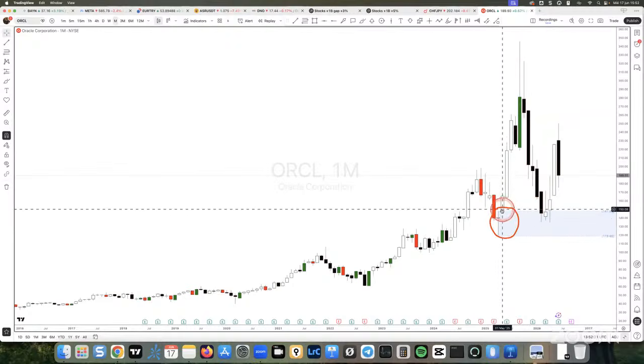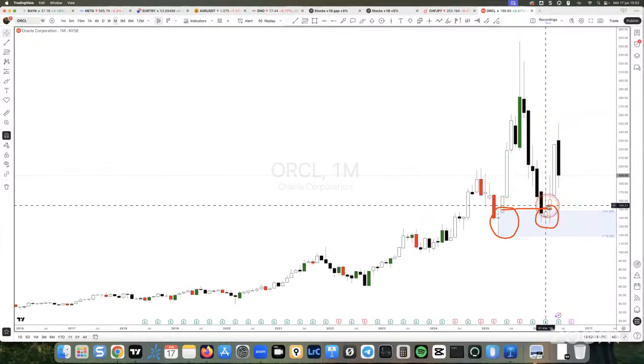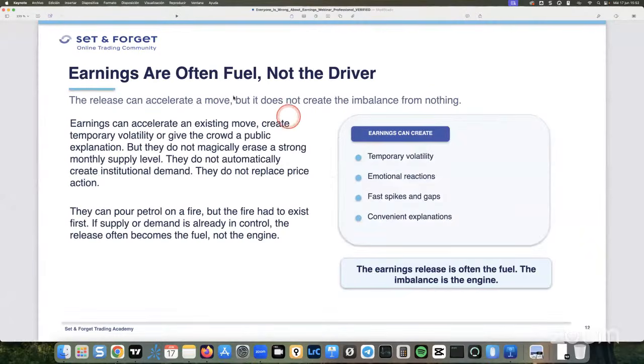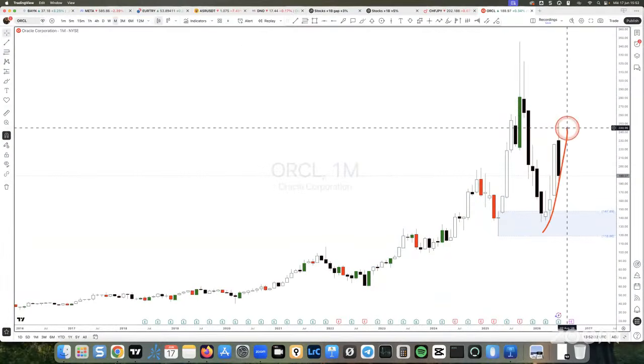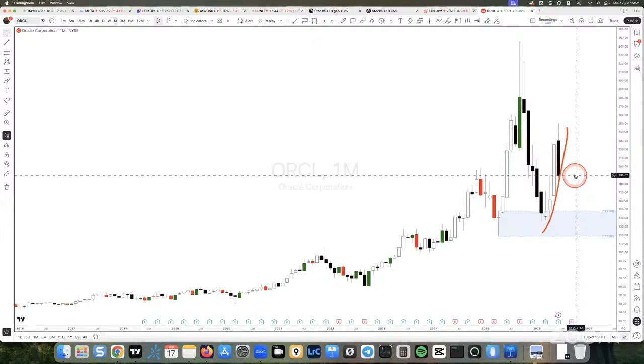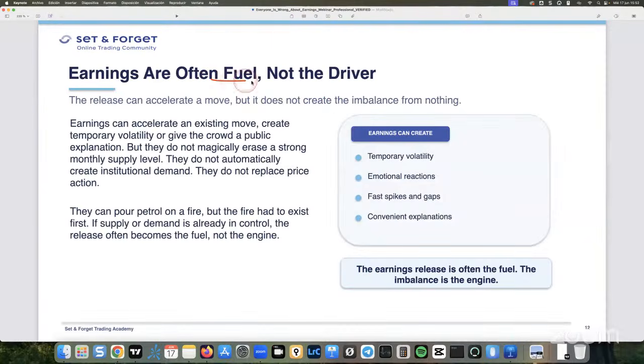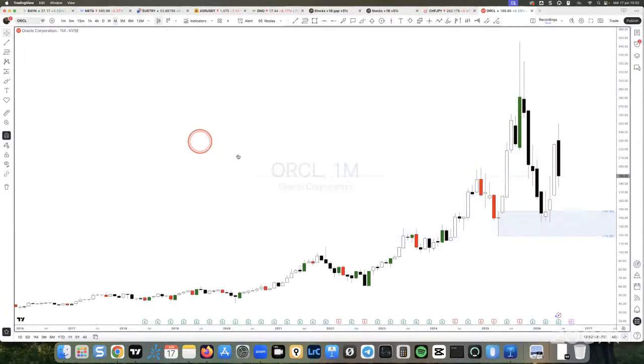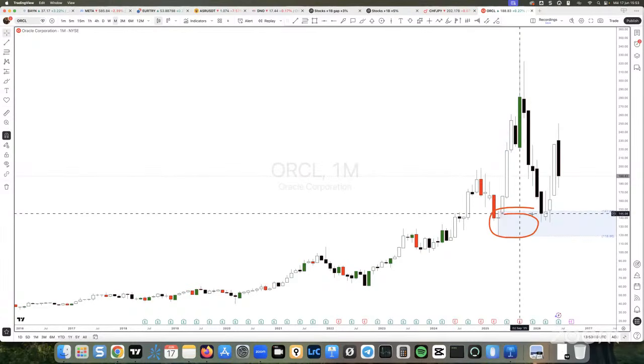But if the driver gets enough fuel right at the right location, then we've got the fuel and the driver together, and that propels the stock to very high levels. Prices rally because both the fuel and the driver are cooperating and they are located at the right spot. So earnings can accelerate an existing move, creating temporary volatility or giving the crowd a public explanation. But I don't want to be the crowd demanding a public explanation. I just know there is a demand level over there, very strong.